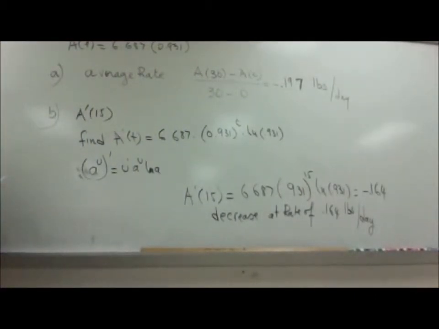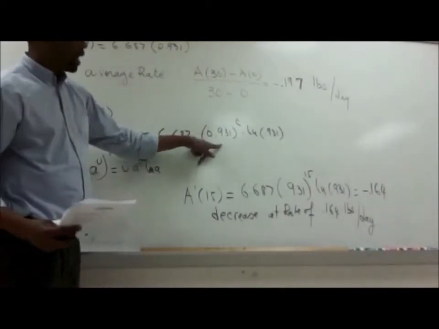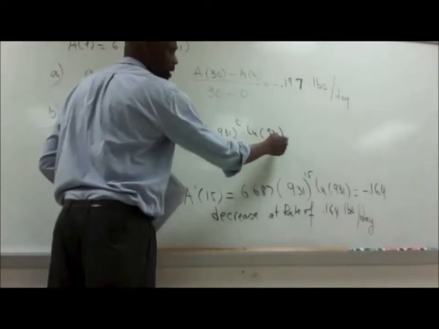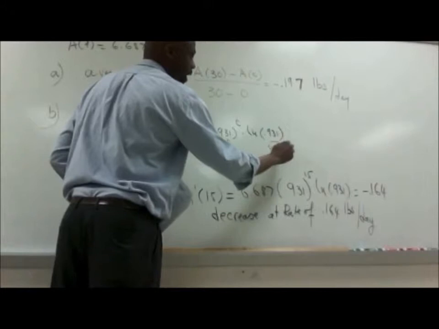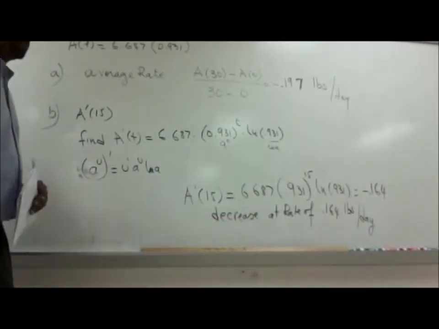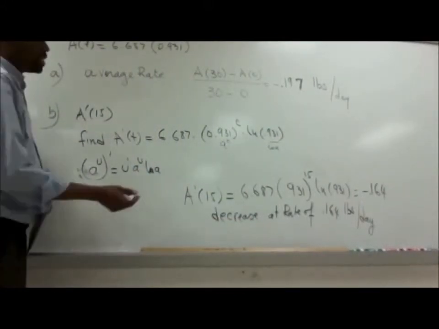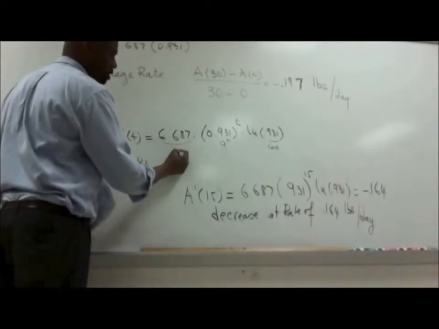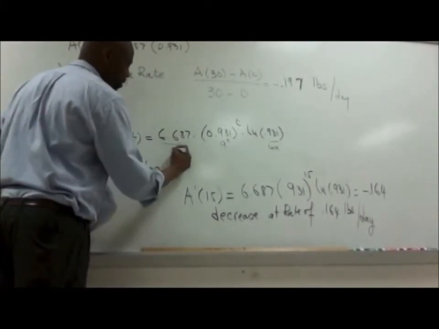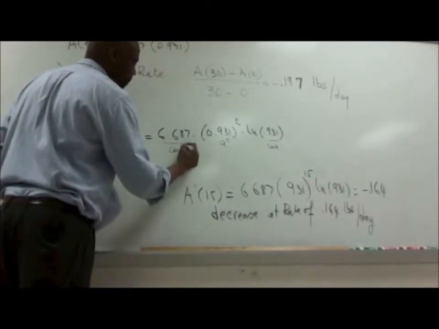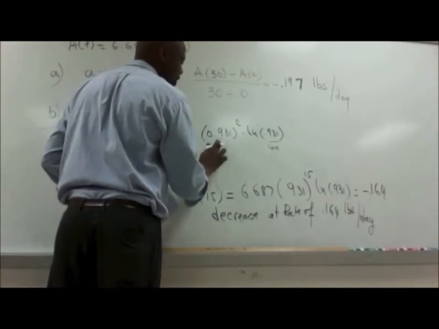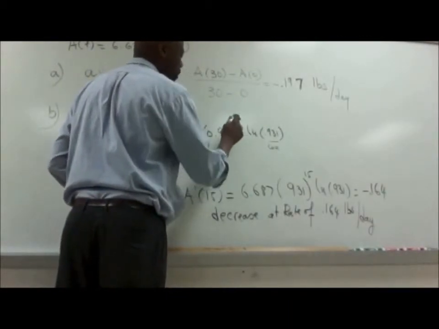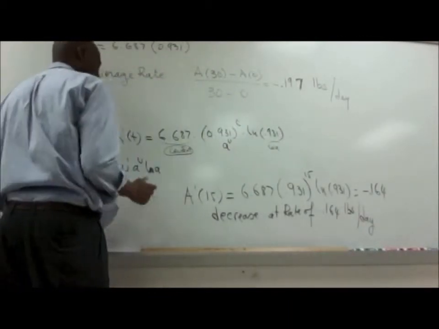Yes. Where did you use a^u? It's here. You see the ln a? This is a^t, so this is ln a. 6.687 is a constant, so I don't have to worry about it because it's outside the exponent. But here it is a^u. u prime is the derivative of t.